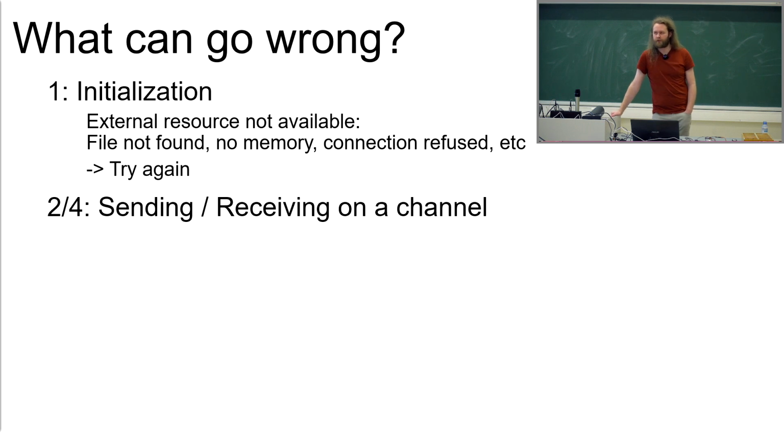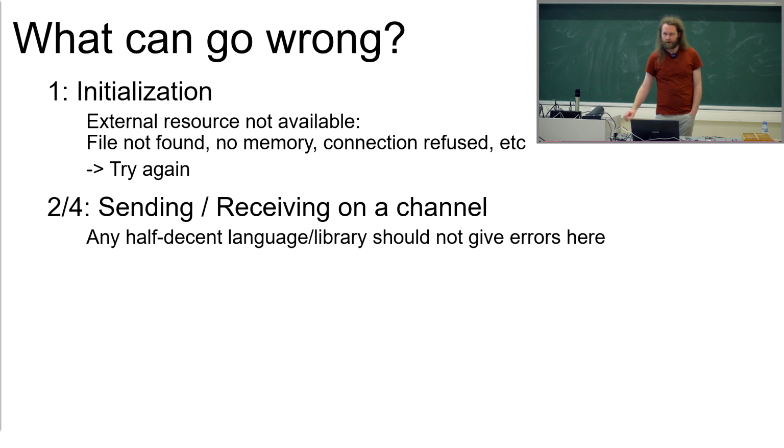Sending and receiving on a channel, done on operations 2 and 4. Can this go wrong? Well, any half-decent language or runtime will have no way for this to go wrong. If you're unable to communicate with the different tasks in the same program, you have some serious issues. So if this goes wrong, big problem.